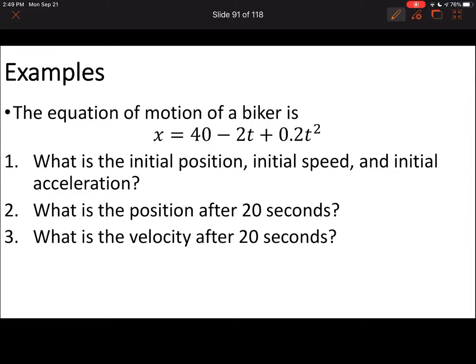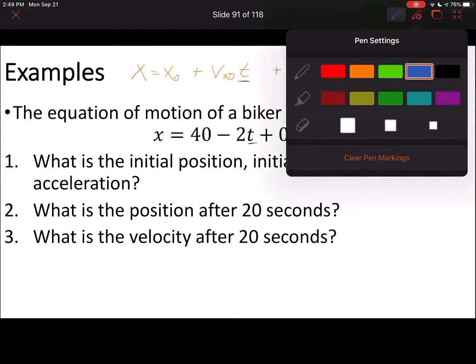All right, let's see. The equation of motion of a biker is 40 minus 2t plus 0.2t squared. Remember, we are fitting this to one of our equations. We should always be able to start out by asking, what equation are we fitting this to? x naught plus Vx naught t plus 1/2 a t squared. And then just look to see, in both cases, we have something with a t and something with a t squared. And then what are those things that are paired?